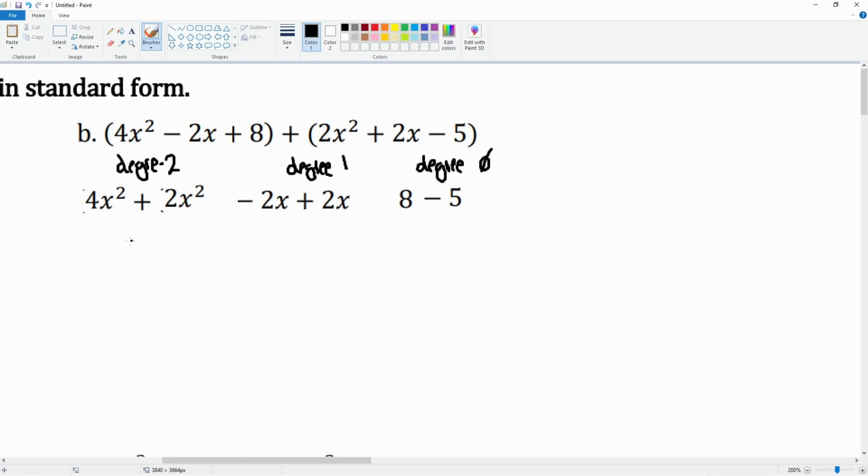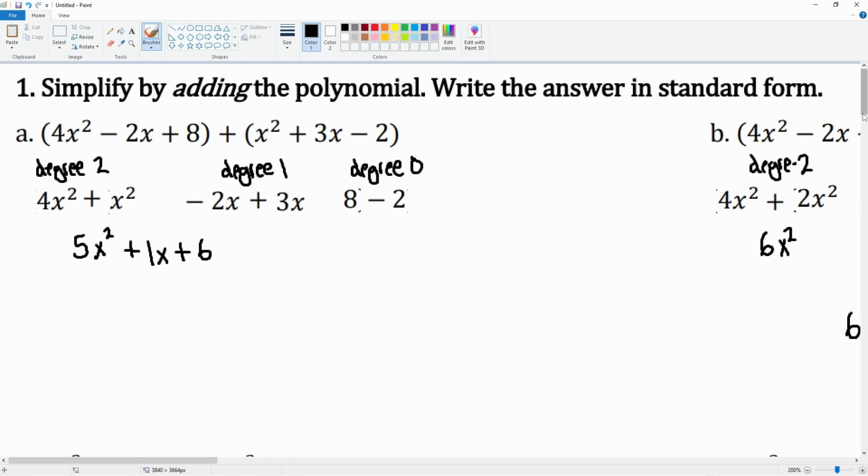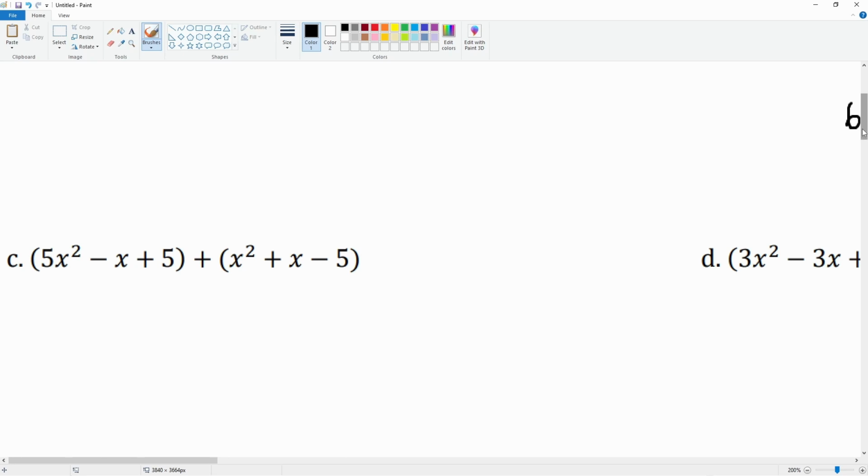4x squared plus 2x squared, that becomes 6x squared. Look, it remains degree 2. Degree 1, negative 2x plus 2x, it becomes 0x. And then 8 minus 5, which is 3. Okay, no one really writes the 0x, so the final answer would just look like this. That would be the complete answer. Let's do letter C now.